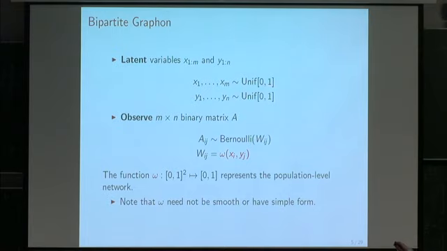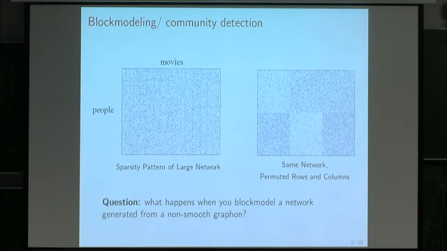That will be between 0 and 1. You look up that entry for each ij in the graphon function, and that gives you a matrix of probabilities, and then you generate the A_ij matrix with those probabilities as independent Bernoulli. This function represents the population level network, and it doesn't need to be smooth or have any simple form. In fact, to be realistic, you probably wouldn't want to make any assumptions on it at all if possible. And so we're going to do block modeling.